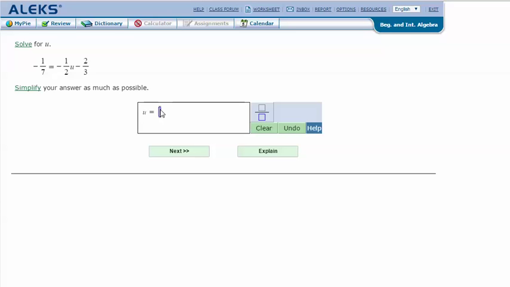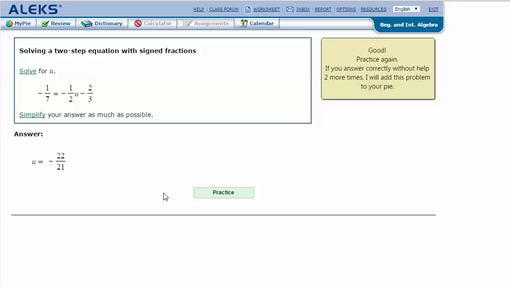In my ALEKS screen, I type in the answer that I got in my notes, negative 22/21. And click Next, and it says that I got the correct answer.